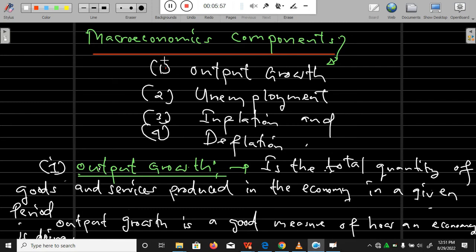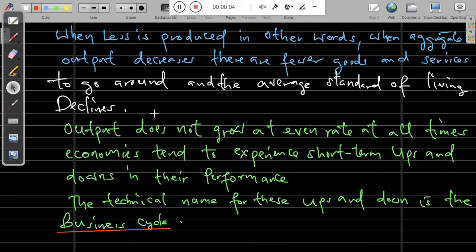So what is produced? We refer to this as the GDP of the country. What is actually produced may determine if the economy is doing good or bad. In one way or another, the more prosperous the economy in the country, the more it is an indication of what the country is producing. Producing much output enables economic growth. So when less is produced, in other words, when the aggregate output decreases, there are fewer goods and services to go around, and the average standard of living declines.